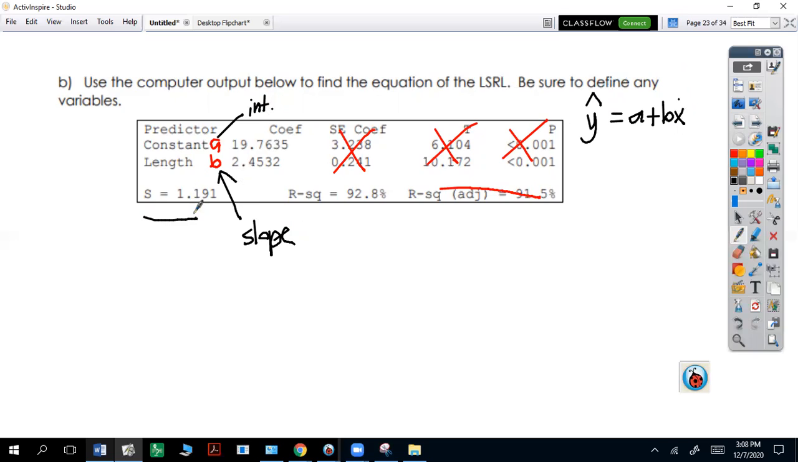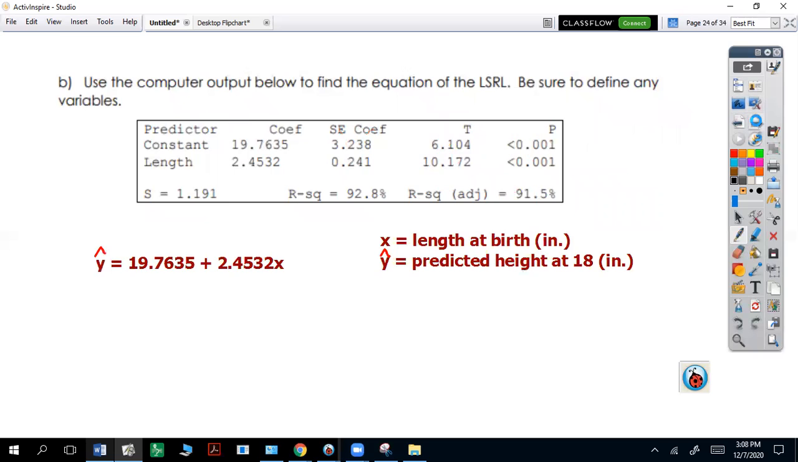We do use the S, we do use the R squared. We don't use all this stuff here yet, okay? So just focus on these 4 numbers. Make sure you interpret. So here's your equation. Your intercept is 19.7635, so 19.7635 plus 2.4532x. Y hat is your predicted height at 18, x is your length at birth, and these are both in inches.